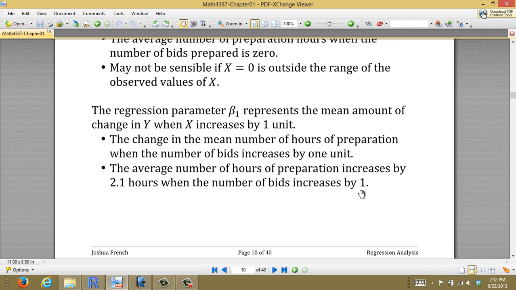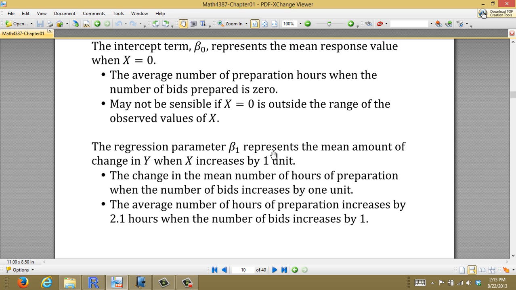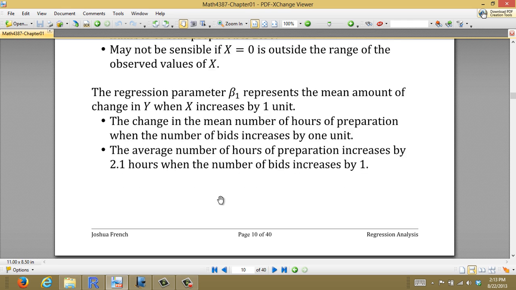If you remember, we actually know the exact regression function in this case. So beta naught is equal to 9.5, beta 1 is equal to 2.1. And so in this particular context, the average number of hours of preparation increases by 2.1 hours when the number of bids increases by 1. In other words, if a company asks for an additional bid, it's going to take the owner of the company about 2.1 additional hours to finish preparing the bids for them.